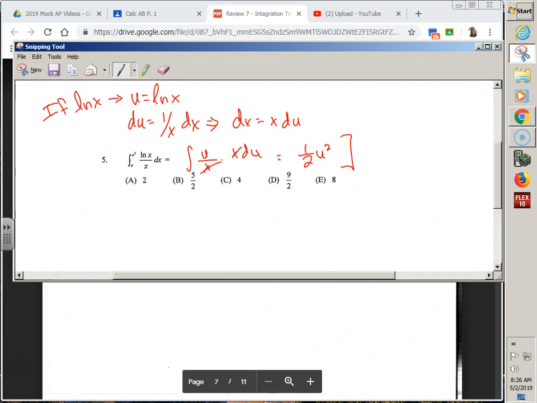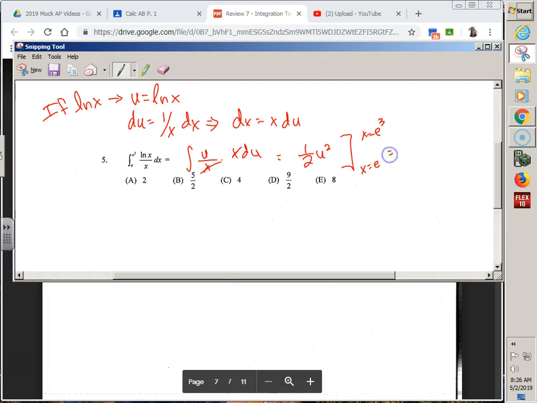Do I have u bounds, or do I go back to x's? It's your choice. What would your brain do? Would your brain change these to u's and then just plug in right now, or would your brain go back to x's and then plug in? Okay, so then I'm going to go ahead and say x equals e, x equals, oh sorry guys, e cubed?